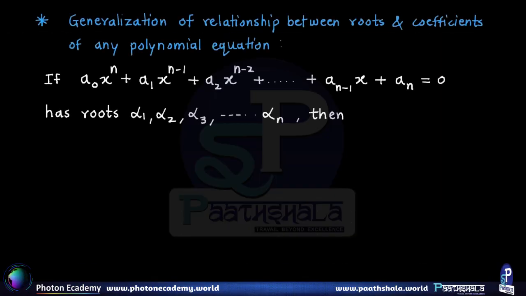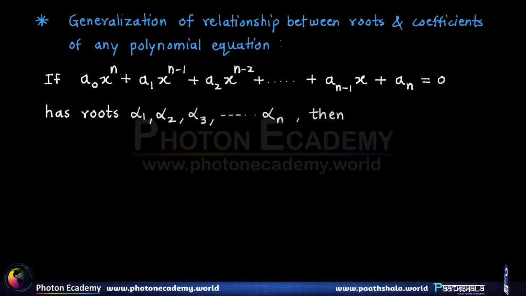Now here is the generalization of the relationship between the roots and coefficients of any polynomial equation in general. Now suppose we have this particular polynomial equation. As we can see, there are various terms, and the highest term is x raised to n, that is the nth degree term in x.